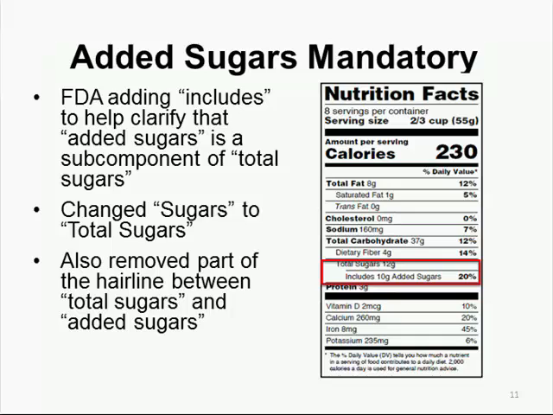So in modifying the nutrition facts panel, "includes" was added before added sugars to help clarify that added sugars is a subcomponent of total sugars. We also modified the hairline between total sugars and added sugars to make it clear that added sugars is a subcomponent of total sugars rather than a separate amount of sugar in individual products. So we've made these changes based on consumer information and other input that we felt was necessary to help clarify how added sugars played a role within total sugars in food products. Next slide.